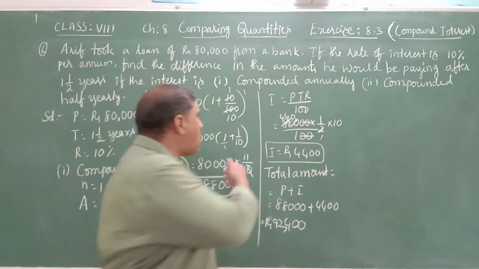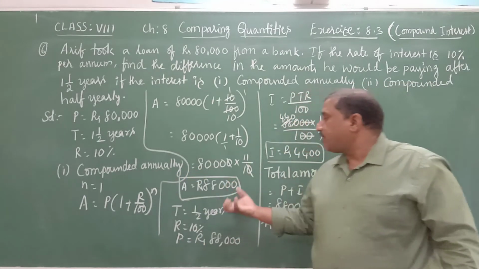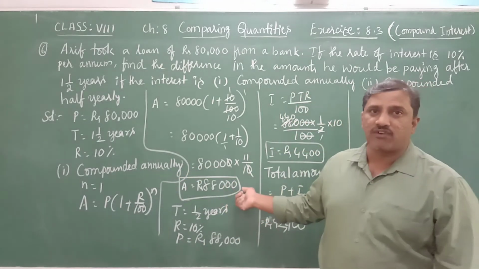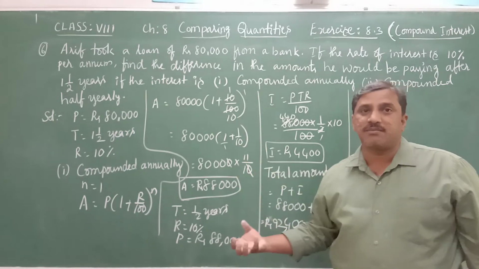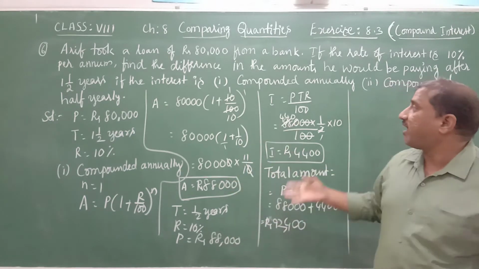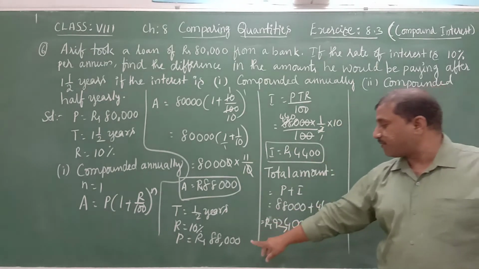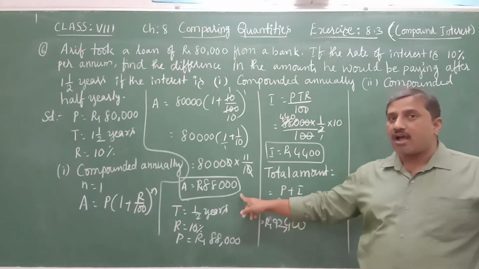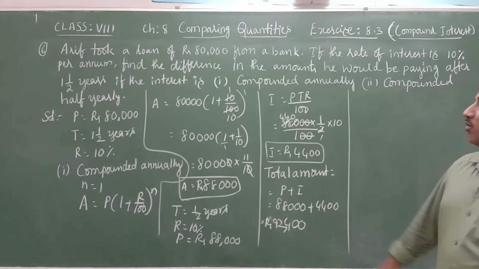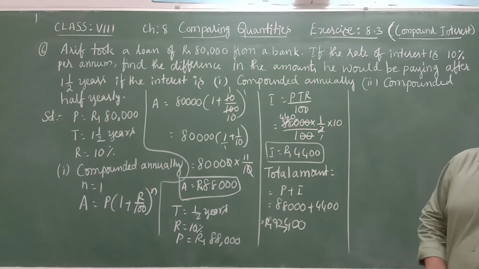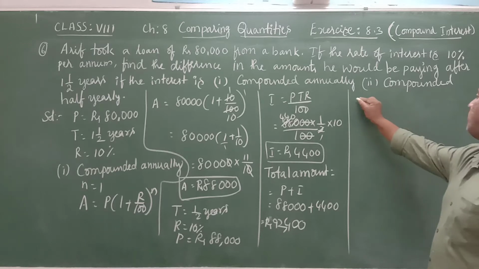So here we have 1.5 year. So first you find for the first year the amount using the compound interest formula. Then you treat that as the principal for the next 6 months, for the next half year, and find the simple interest. Add that simple interest to the principal which we got from the compound interest formula. Then we get the total amount he has to pay after 1.5 year.